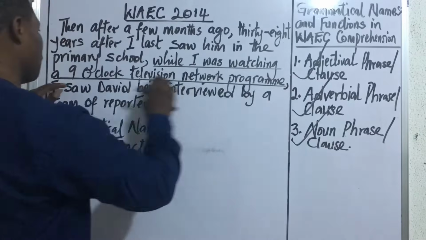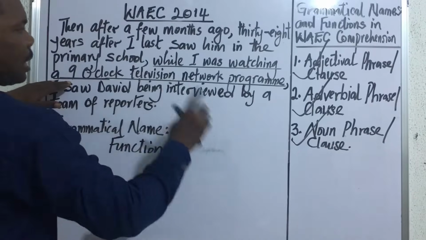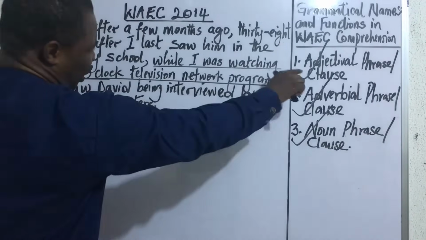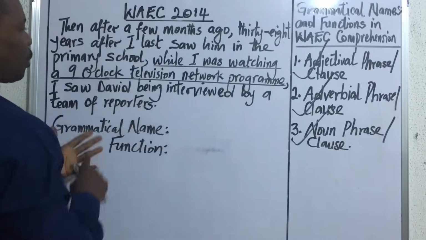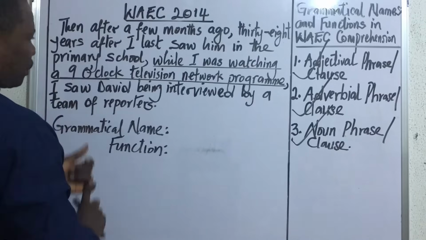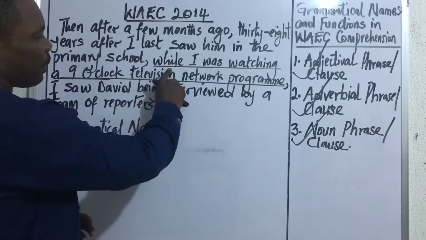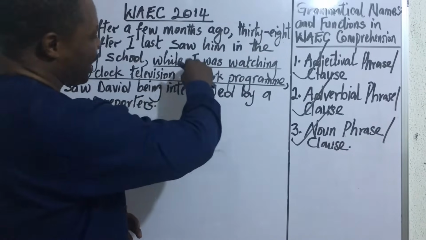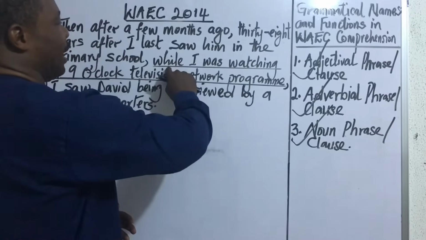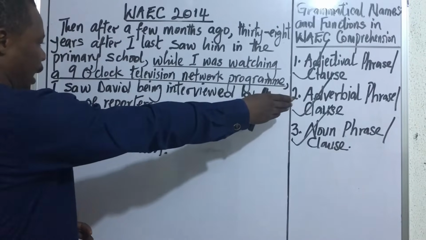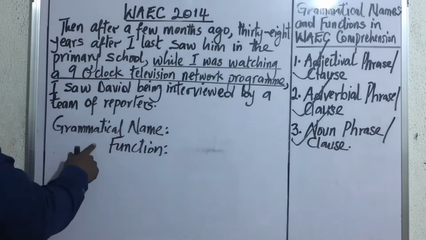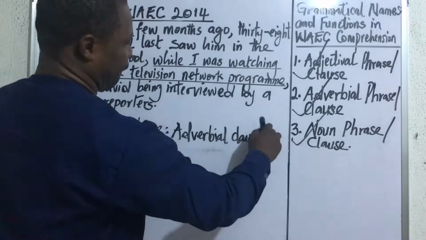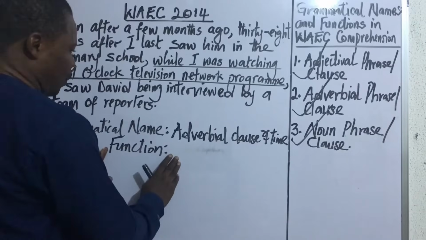Does the underlined expression have a verb? Yes. I was watching. So there is a verb in the underlined expression. Automatically, the complete grammatical name will become adverbial clause of time. While is an element of time, according to our analysis. So it is adverbial clause of time. That's the grammatical name. The next thing is to talk about its function.